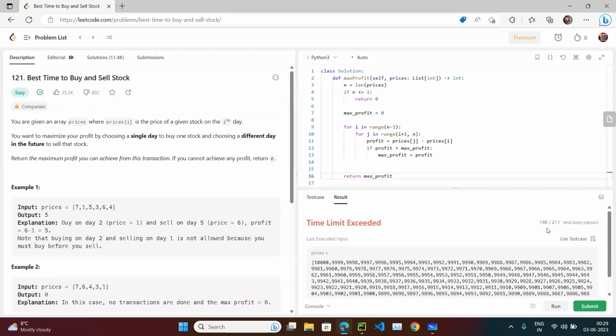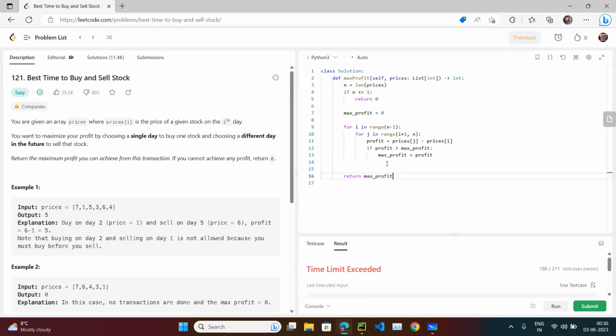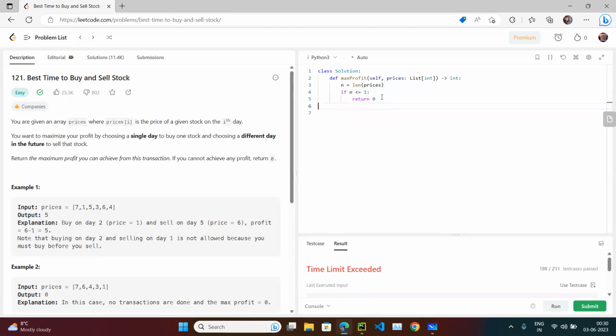Yeah, correct. 198 test cases have been accepted, but 13 test cases have failed because of time limit exceeded. If it is a huge array, then we are checking each and every element, so that is taking a huge time. That's why a few test cases have failed. So it means this solution is not going to work. But this is the first solution which will come to anyone's mind. So leave this solution, which is perfectly fine.